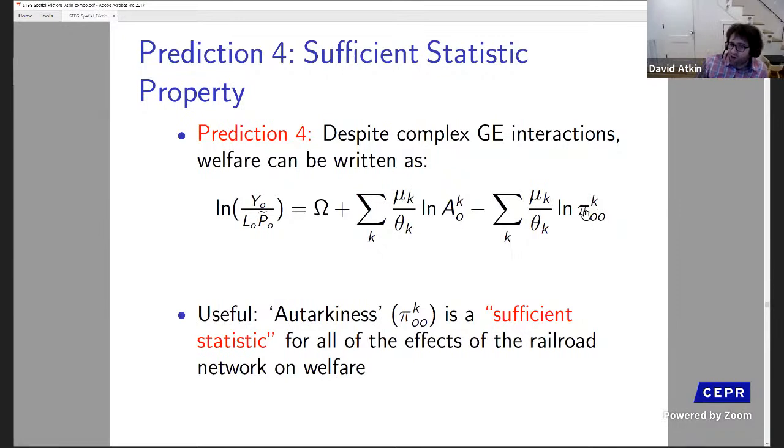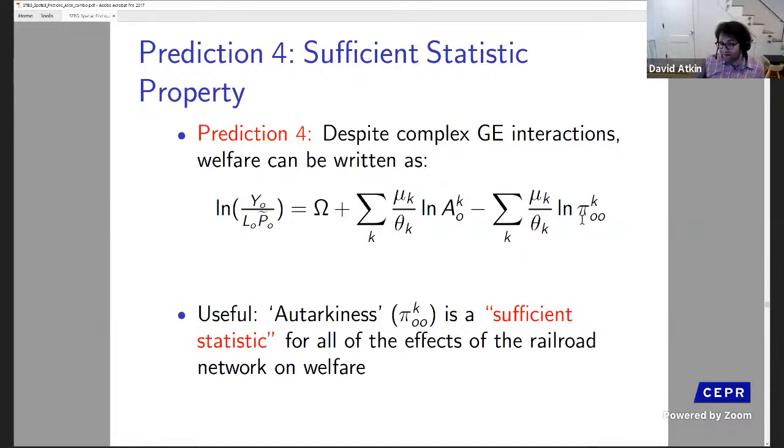And this pi OOK term, which Dave calls the autarkicness, is essentially how much I trade with myself. The more I trade with myself, the more autarkic I am, and the lower is my welfare. The more I trade with others, this number goes down and my welfare goes up.